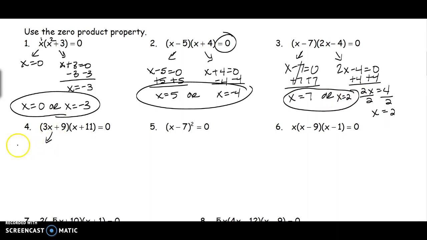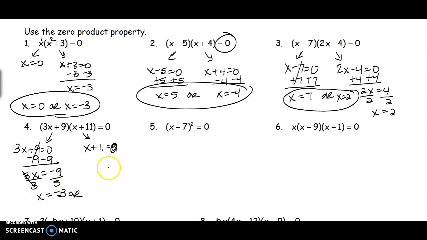So here we have another one where x is not alone. So when we split these up, we get 3x plus 9 equals 0. So first we would subtract 9. And then we would have to divide by 3 because x is not alone. So in this problem, x equals negative 3.